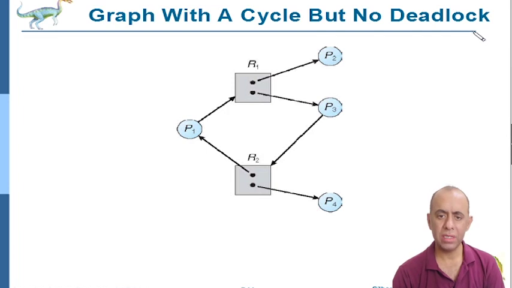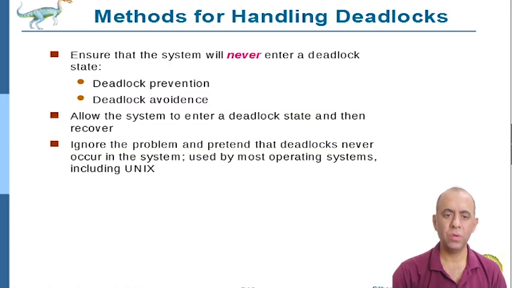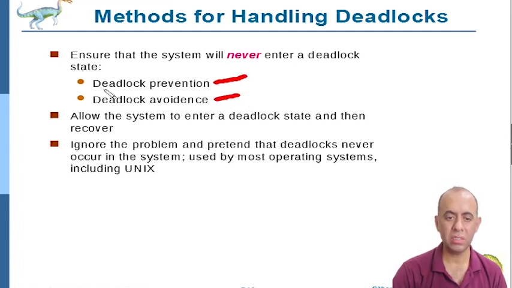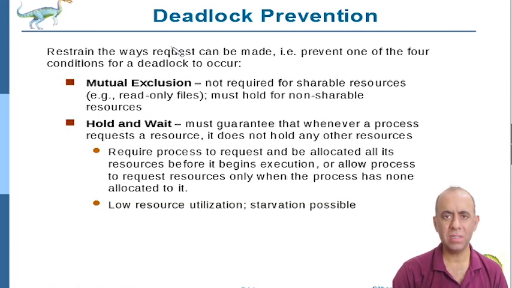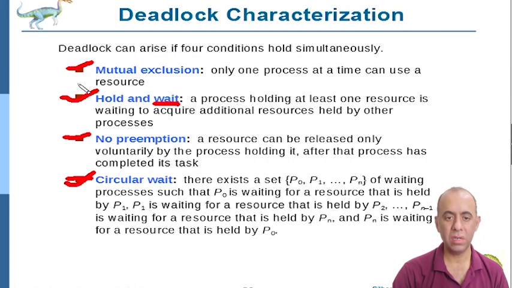Similarly, there can be other examples of graphs where there is no deadlock. So mainly there are 2 methods of handling a deadlock. The first one is deadlock prevention, and the second one is deadlock avoidance. Let's look at deadlock prevention first. Deadlock prevention simply takes the idea that if we are able to prevent one of the 4 conditions of a deadlock from happening, which we looked at earlier here.